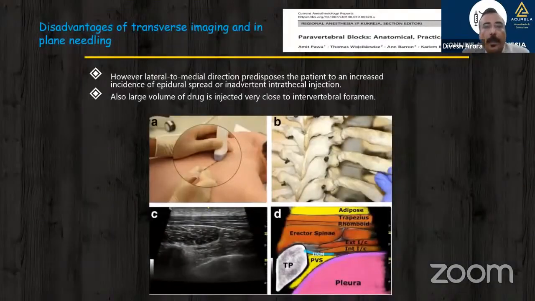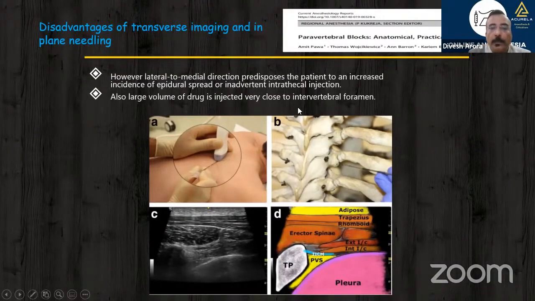So coming on to the transverse imaging, a majority of us are doing parasagittal imaging. There are some anesthetists who still prefer to do transverse imaging. And in a review article by a famous anesthesiologist published very recently in 2019, they have cited that transverse imaging should be avoided, because as we are coming from a lateral to medial direction, inadvertent intrathecal or epidural spread is possible, as you can easily see in this skeletal diagram.